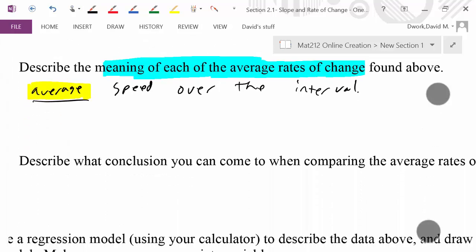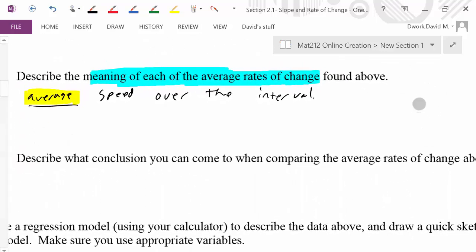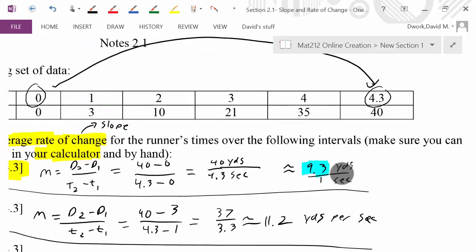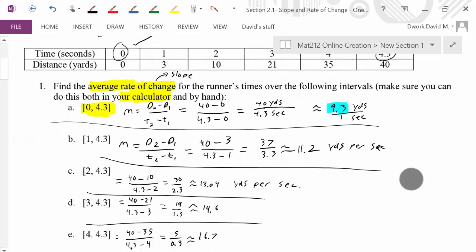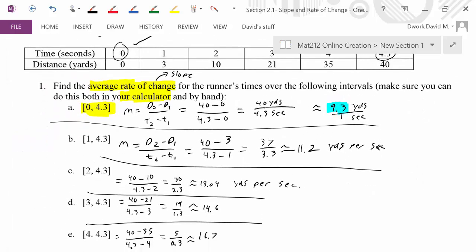All right, so now looking at those numbers, describe what conclusion you can come to when comparing your average rates of change from above. So when you're going through this, stop and think about what do you notice? What can you say about the runner? And all right, so now that you've done that, hopefully, let's go ahead and talk about it.